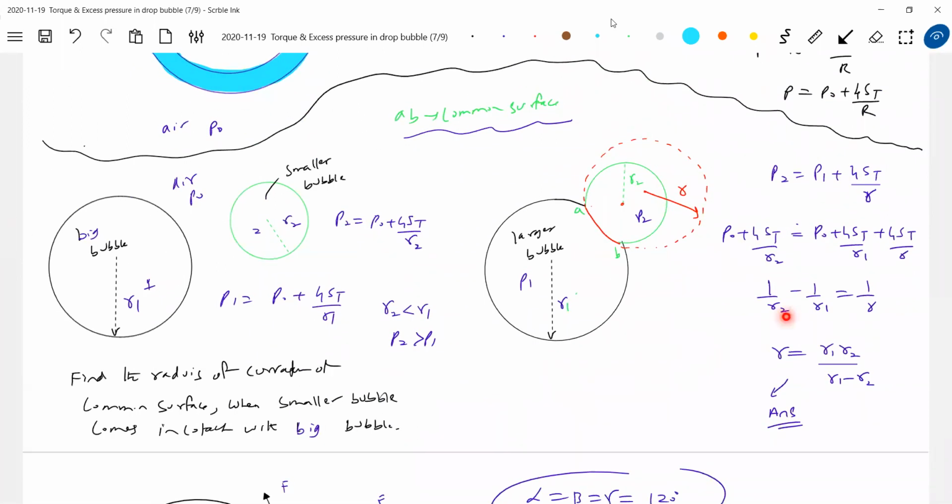If R1 equal to R2, tell me what happens to R? Anybody wants to answer? If two soap bubbles of the same radii come in contact, what will happen to the radius of the common surface? If R1 equal to R2, then R will become infinity. Infinity means the common surface should be a straight line.